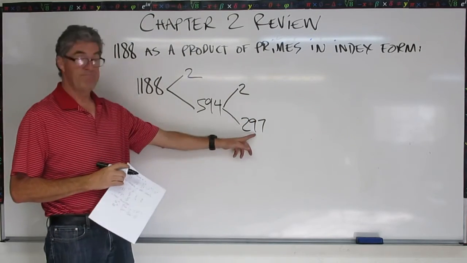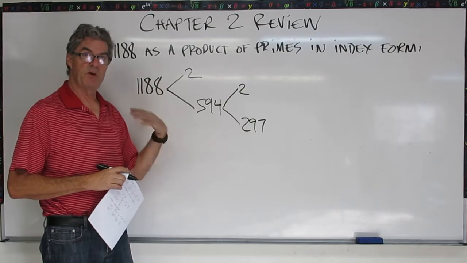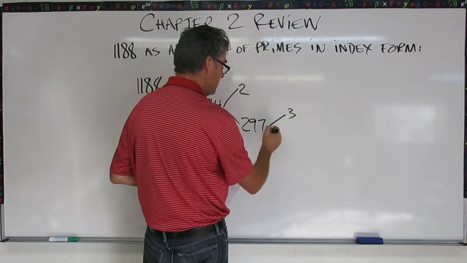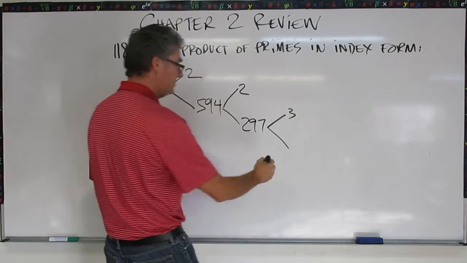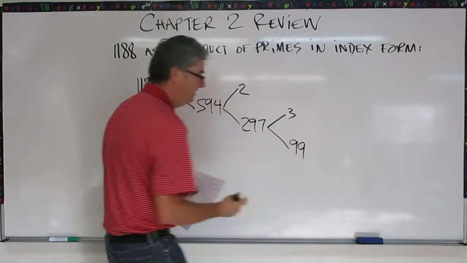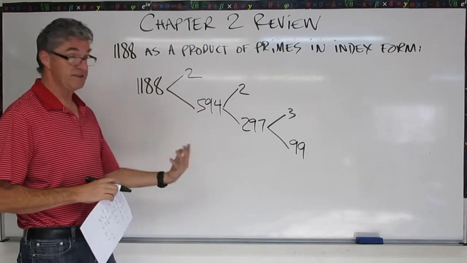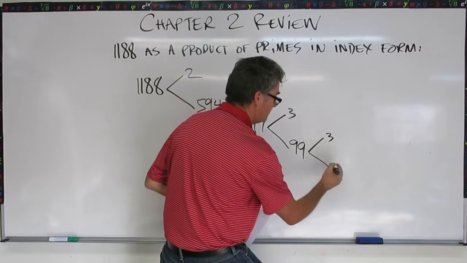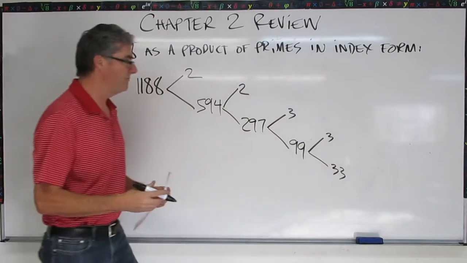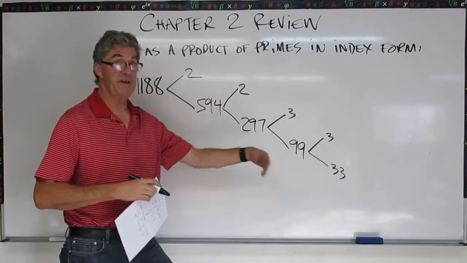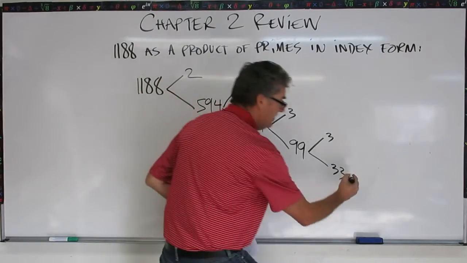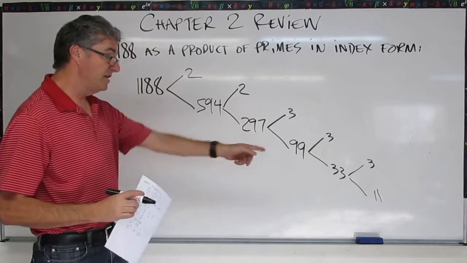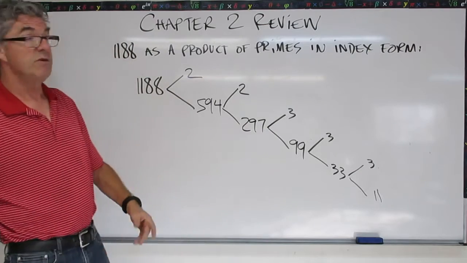Now that's odd. I can't divide that by 2, but if I pull out my calculator and try to divide it by 3, I find out that I can. 3 goes into 297 and leaves us with 99. Now 99 is odd. 99 is also divisible by 3. 99 is 3 times 33. Okay, so I'm breaking it down. 33 is also divisible by 3. That's just 3 times 11. Now, 11 is prime, so we are done with that.